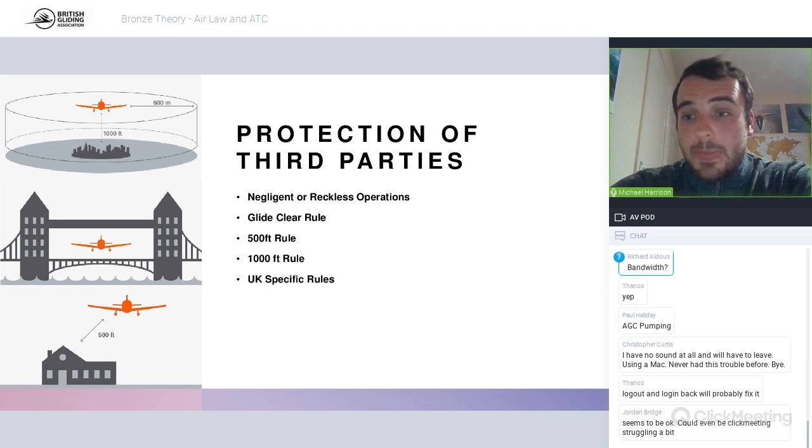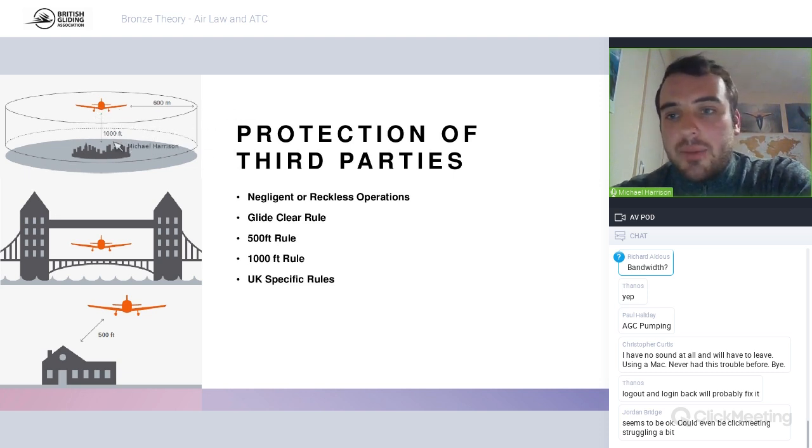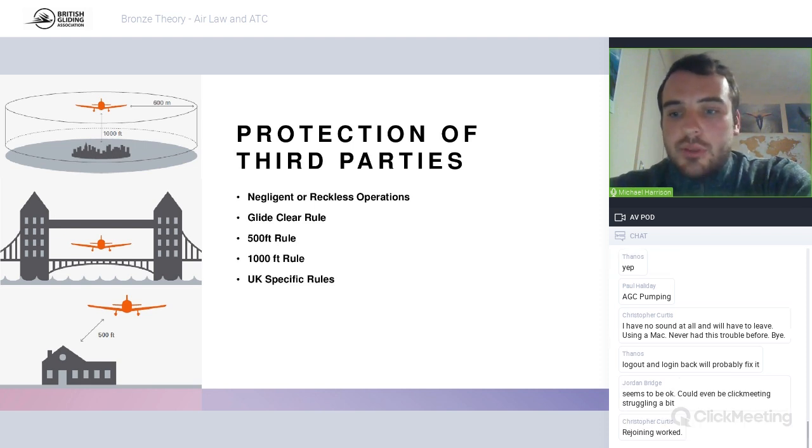The 1,000-foot rule, that applies to populated areas again. So you have to be 1,000 foot over the highest obstacle within 600 meters. So that means if you've got an obstacle that's 300 feet high, you would have to be 1,300 feet, rather than just 1,000 feet over the height of the populated area. Exceptions to that.